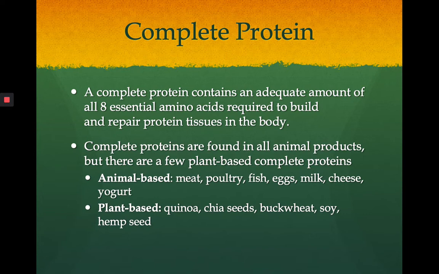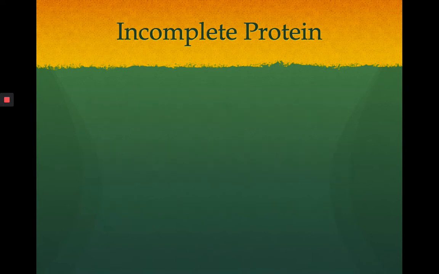Now, the list is a lot shorter for plant-based. Here we do have some really great examples, though, from quinoa, chia seeds, buckwheat, soy, and hemp seed. So those are a couple examples of complete proteins that come from plants. But certainly you can see that there's a wider variety when we look at the animal-based complete proteins.